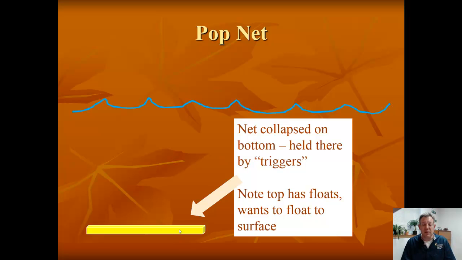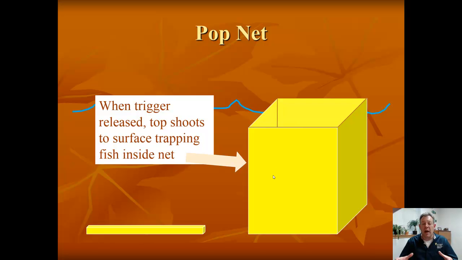So here we've got this net collapsed on the bottom. Imagine a square made out of PVC pipe, two squares made out of PVC pipe with a net going in between them, and then the top square is pushed down. So here you've got this net all bunched up, and you've got something holding that top down and a trigger on a float somewhere nearby. So you deploy this, the fish move back in, and then when you hit the trigger, that top part is released and it shoots to the surface, trapping fish inside the net.